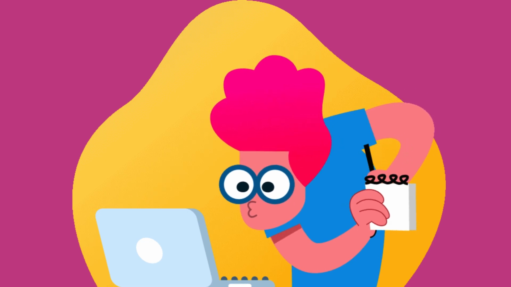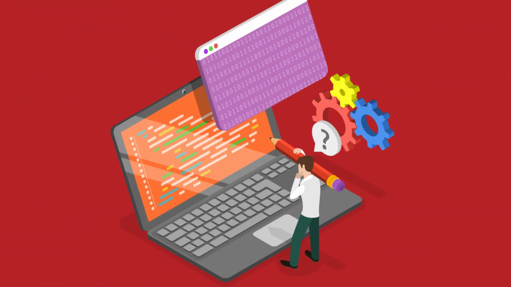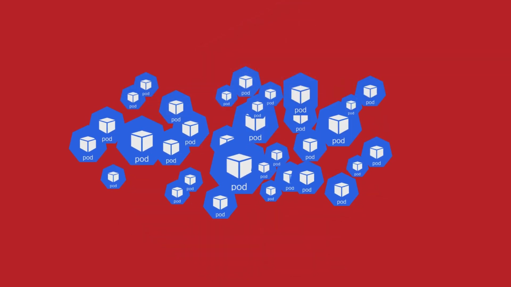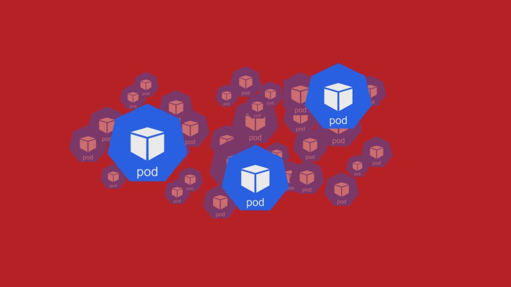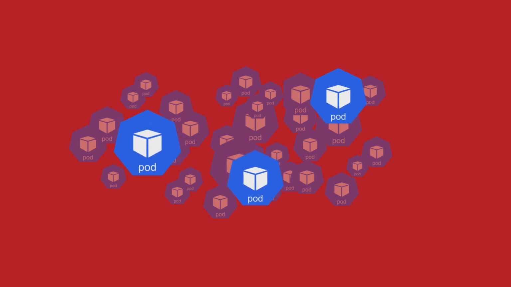So let's break it down in simple terms. Imagine you have a web application that has hundreds of pods. You don't really care about any other pod, but you want to make sure that there are always three copies or instances of the front-end pod running. So if one pod goes down, another one can replace it without any manual effort.